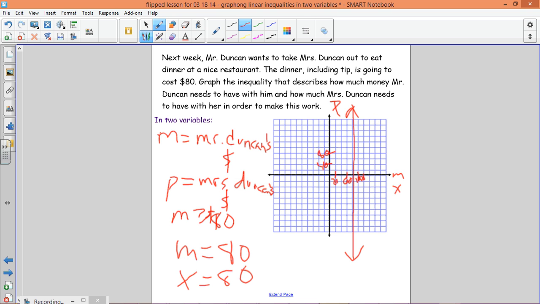Okay, don't forget to label your graph. This is M greater than or equal to 80. Okay, and because this is a new thing that you don't know anything about yet, there is one more thing we need to do.